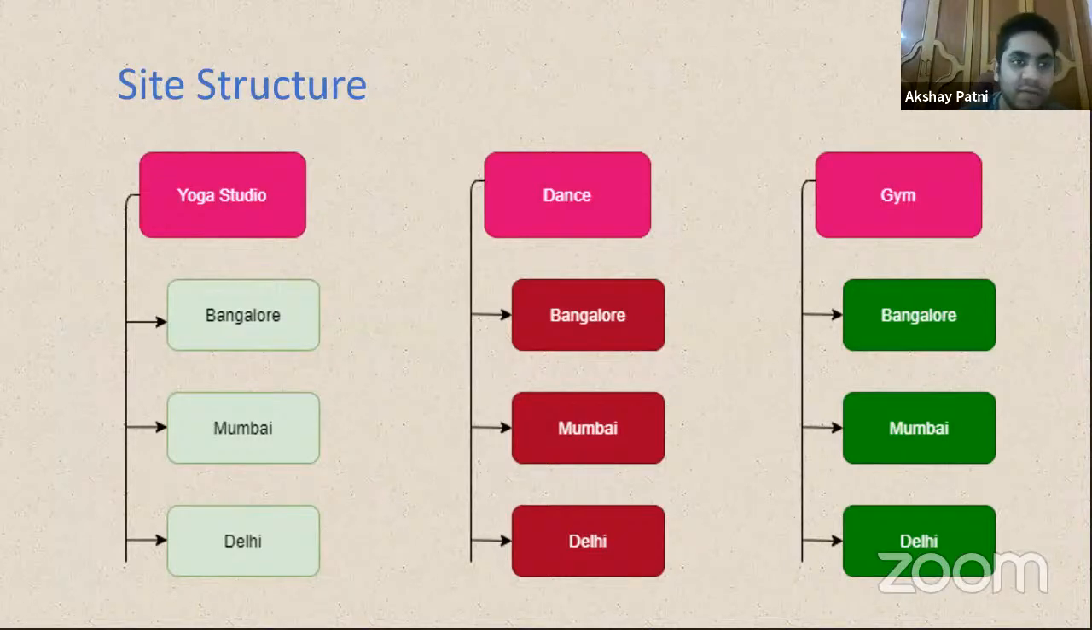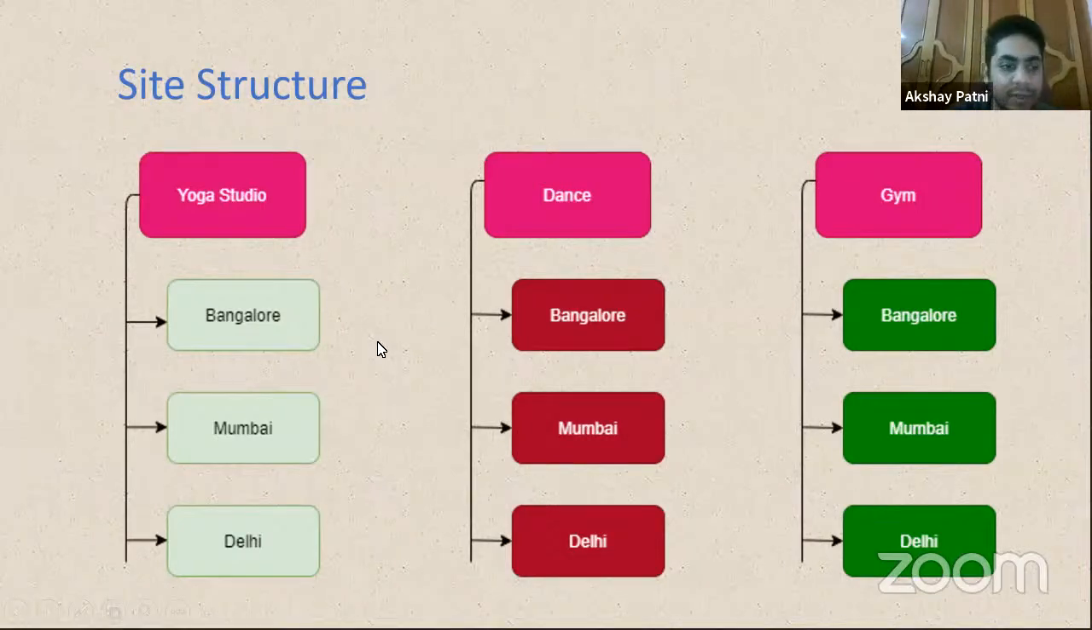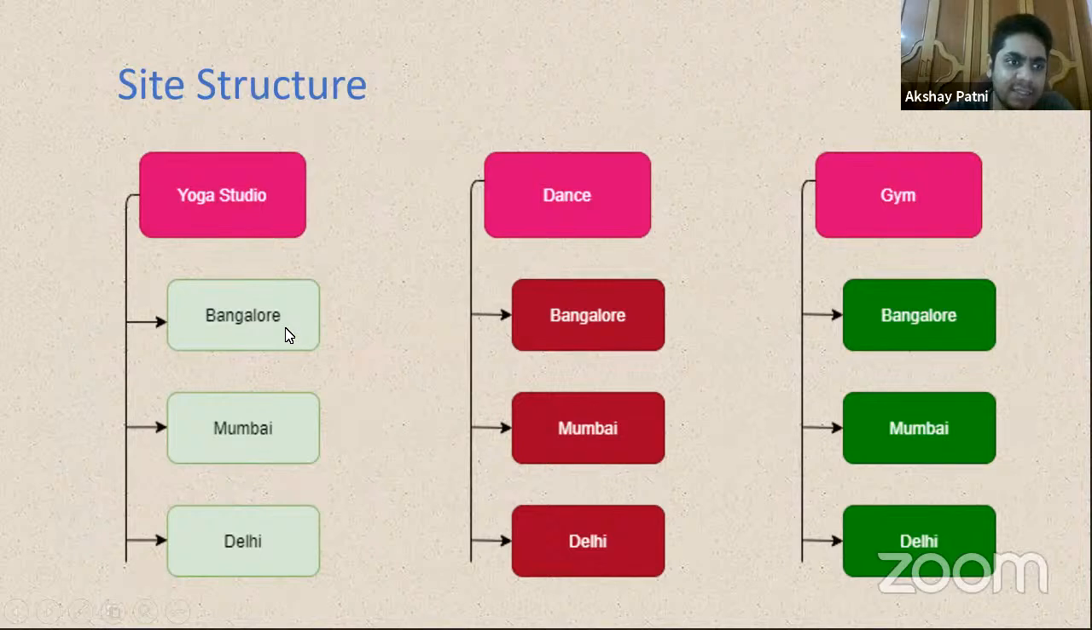For example, let's say I have a website of a yoga studio, right? I have a yoga studio in some localities, cities like Bangalore, Mumbai, or Delhi. Then my URL structure is going to be like website.com/yoga-studio/bangalore. Similarly, let's say dance/bangalore, dance/mumbai. If we are structuring our website in that way, then it is called properly structured.